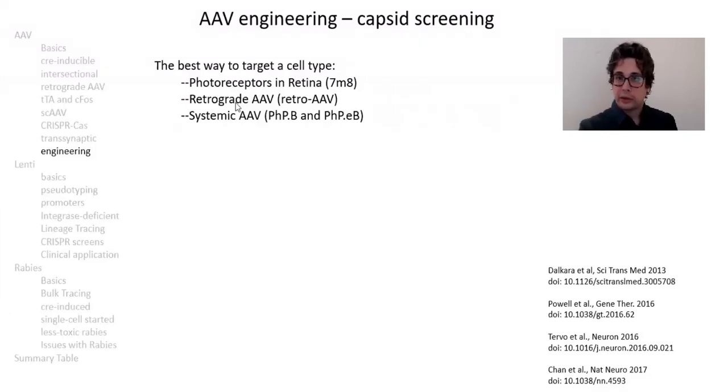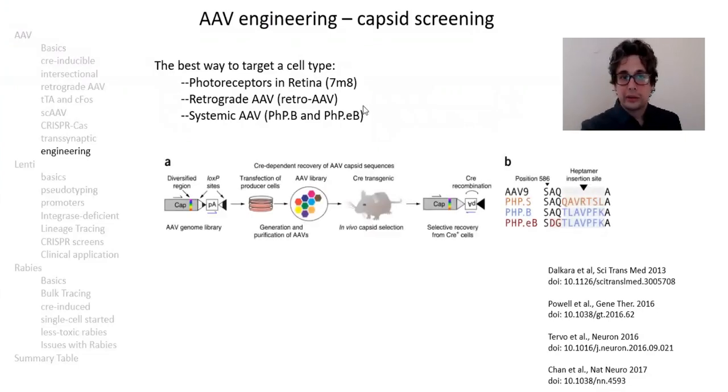The retro AAV that I talked about before was done by taking a capsid and just mutagenizing it, and then selecting for ones that allowed for larger retrograde pickup, as well as the systemic AAV. This is what I'm going to talk about in a little bit more detail, just to introduce the concept, because it has been so powerful in a variety of different systems. So you basically have an AAV that expresses your cap protein.